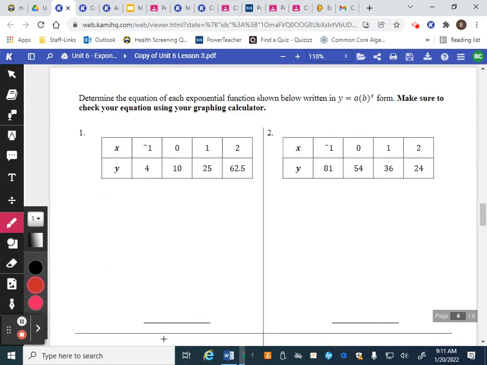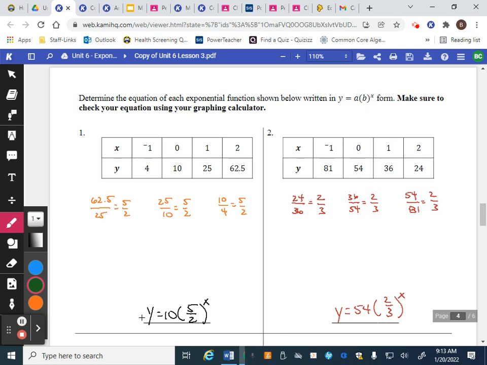All right, so I want you to stop the video, try to find the equation of each table on this page. And again, you're looking for the y-intercept, the growth or decay factor, and definitely check using the graphing calculator whether the tables match up. And then restart the video and see if you got the right answer.